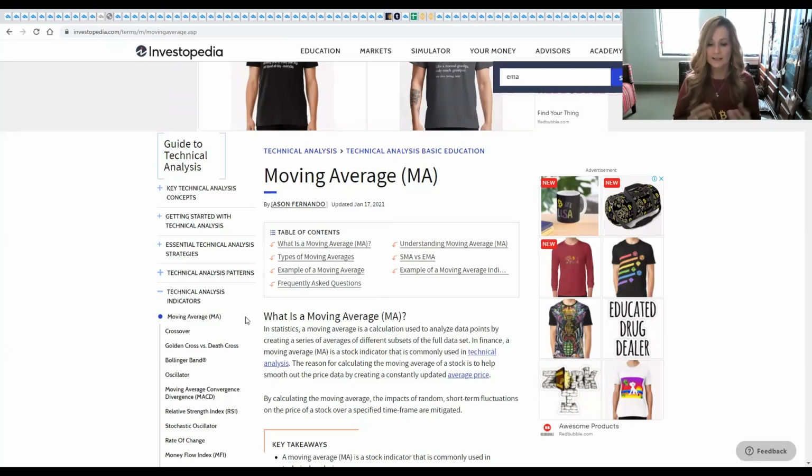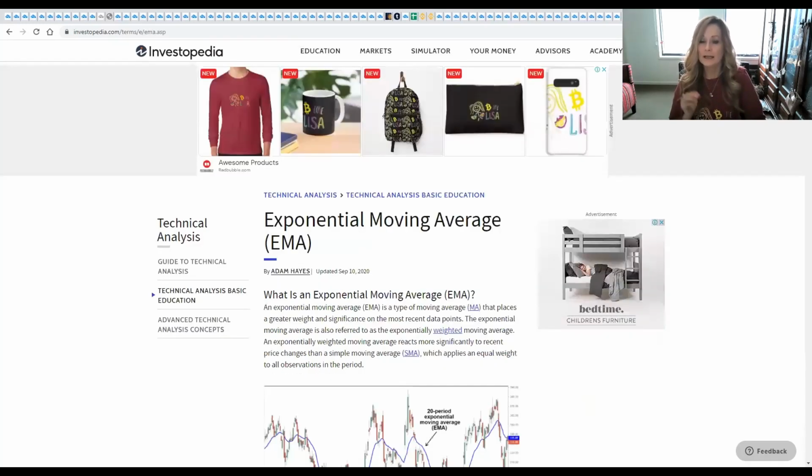So basically it's an indicator that we know the waves are going to bounce off, and that's what the moving average does. The EMA, the exponential moving average, is the 9 and 21 on the chart. The MAs are the 100 and the 200 that I have on the chart. The EMA is a type of moving average that places a greater weight and significance on recent data points. That's why it's so valuable on this 15-minute chart.